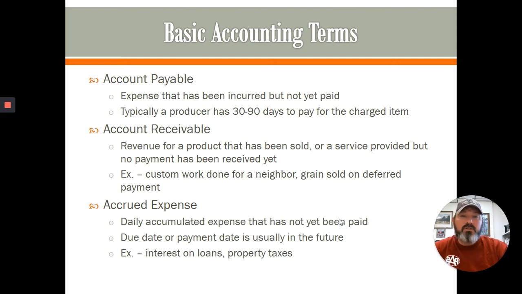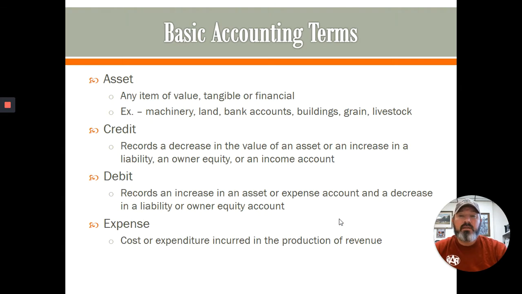The next couple slides are just basic accounting terms, whether it's account payable or account receivable, whether you owe somebody money or somebody owes you money. An accrued expense is a daily accumulated expense that's not yet been paid, and the due date is sometime in the future. For example, interest on loans typically due at the maturation date, or property taxes. Assets are anything of tangible value or financial value that you have. Bank accounts would be the obvious one, but even grain that you have sitting in the bin at home is an asset. It has value that you could liquidate and utilize at any time.